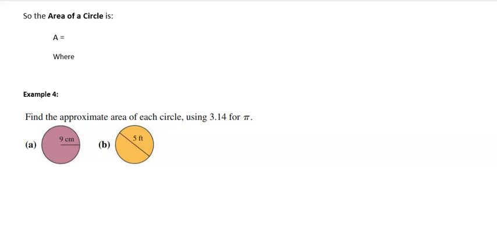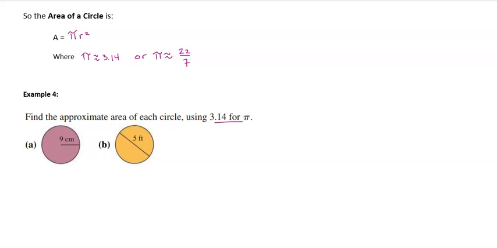Okay, so the area of a circle is, as we just saw above, pi r squared, where pi is approximately equal to 3.14. And it's also approximately equal to, and that's what this little squiggly line means, remember? It means approximately equal to, not exactly equal to, 22/7. So depending on the situation, and if you're given fractions or whole numbers or decimals, you can use either one of these pi's. All right, so let's find the approximate area of each circle using 3.14 for pi.